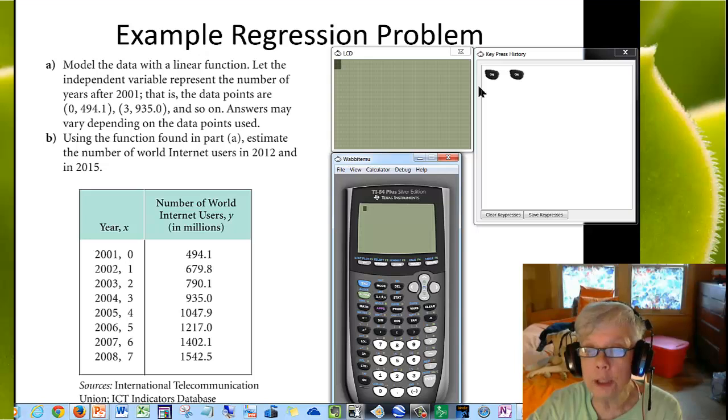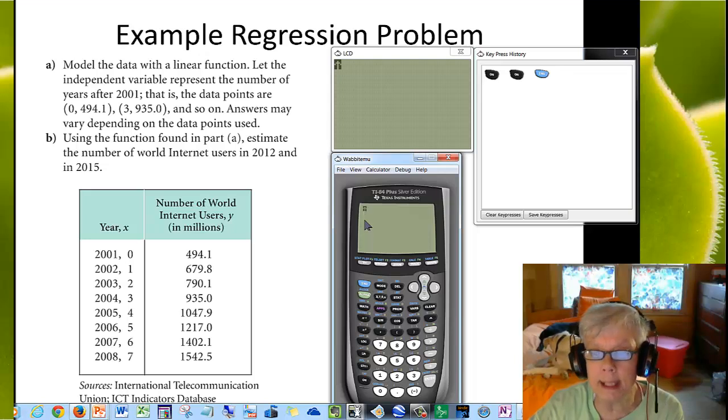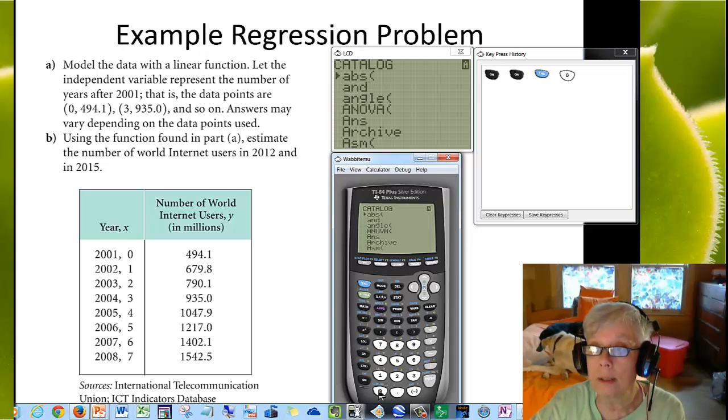Okay, now the first thing I'm going to do is I'm going to press the second key and follow the cursor. I'm going to push second, and you get that little arrow thing when you push the second key. And I'm going to come down here to zero. And if you look closely over the zero key, you have the word catalog. That's what I'm going to push. Second, catalog, which is zero.